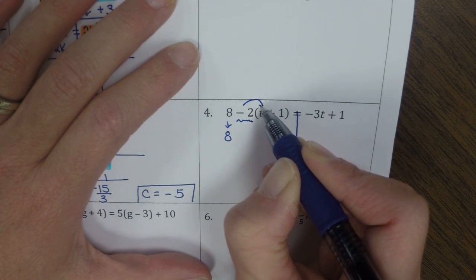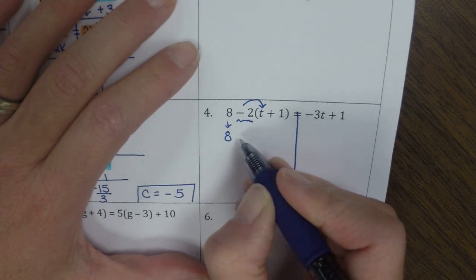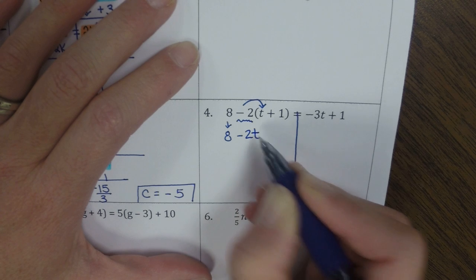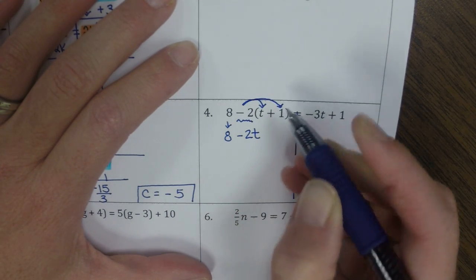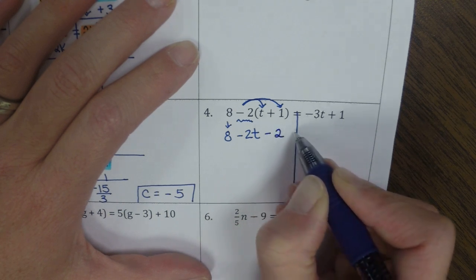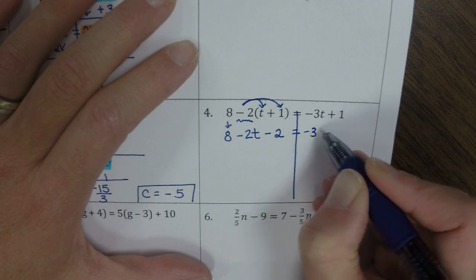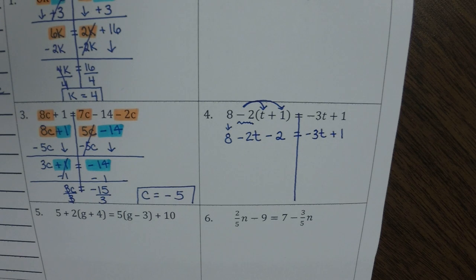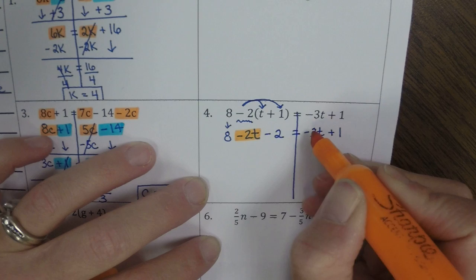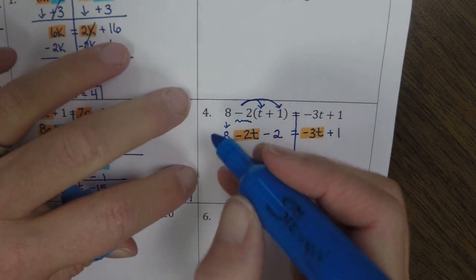So this times this. So -2 times t. That's -2 times 1t. So that's -2t. And then I have to do -2 times +1, which would be -2. And then on this side, there are no parentheses, so I'm just going to bring it down just like before. So now I'm going to go ahead and highlight my like terms. I'm going to try to be consistent, so I'm going to do my variables in orange and my constants in blue.